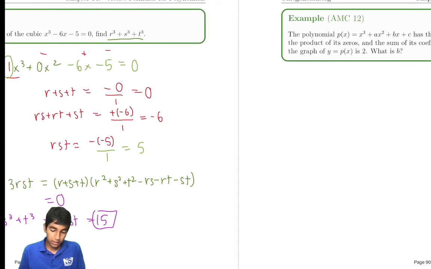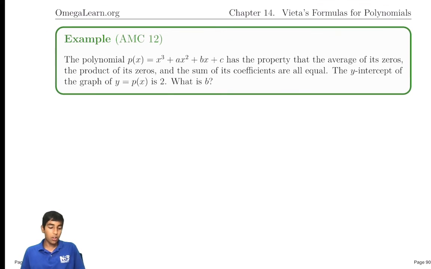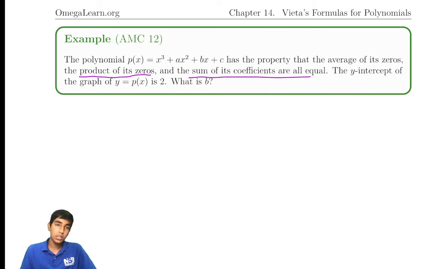Okay, now we're going to move on to a problem from the AMC 12. The polynomial x cubed plus ax squared plus bx plus c has the property that the average of its zeros, product of its zeros, and sum of coefficients are all equal. The y-intercept of the graph is 2. What is b?